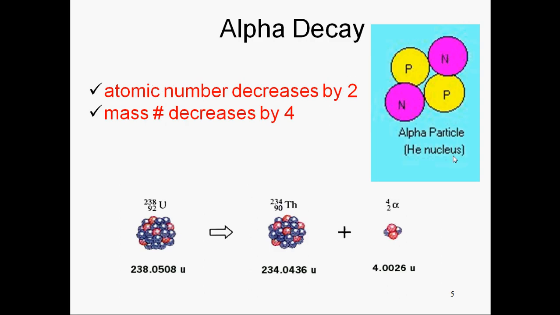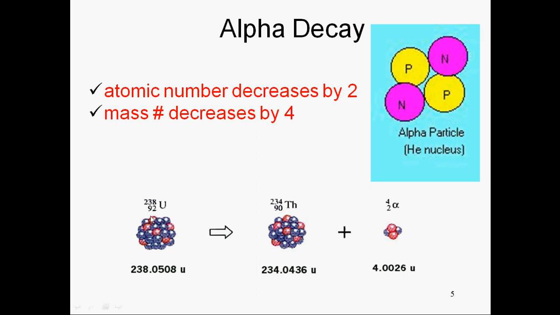Fourth type of nuclear decay is alpha decay. Now again, alpha particles are those helium nuclei. So with alpha decay, we're spitting out 2 protons and 2 neutrons. As a result, our atomic number decreases by 2 because we lost 2 protons, and our mass number decreases by 4 because we lost 2 protons and 2 neutrons, for a total of 4 things in our nucleus.